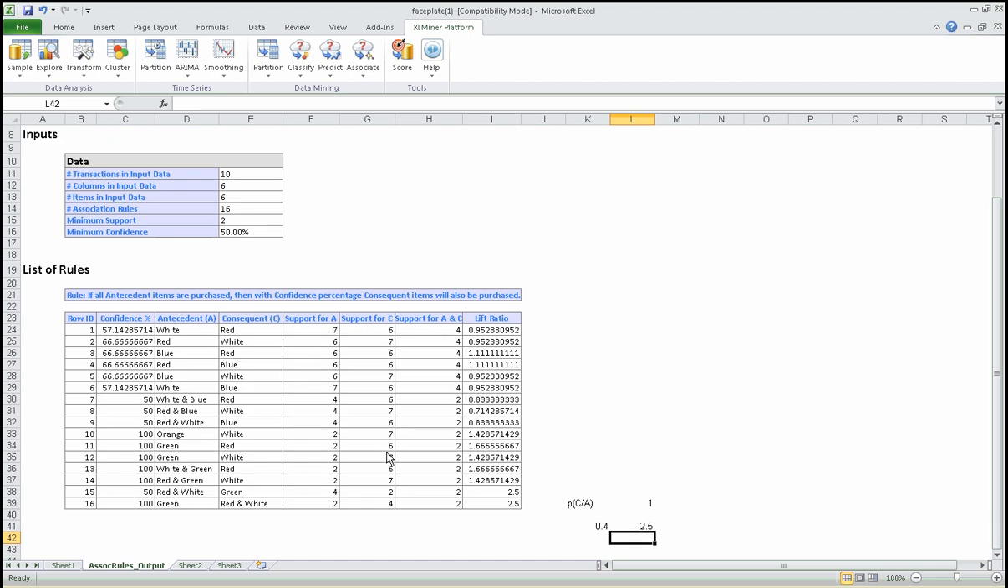So if you take arbitrarily any data set in some format, we should be able to pull these rules, and that's what association rule mining does.